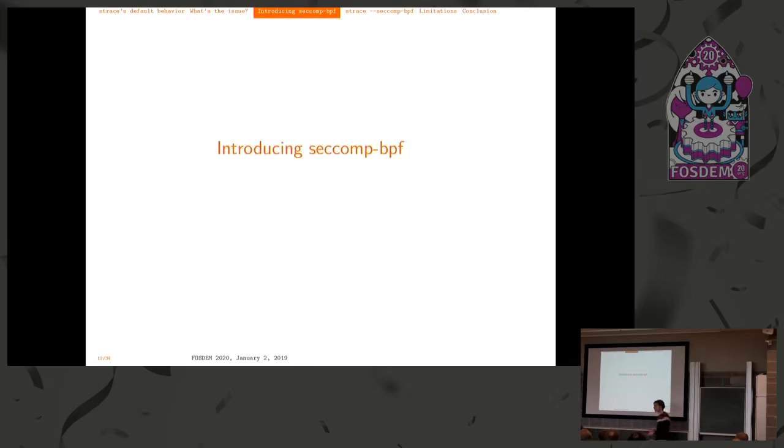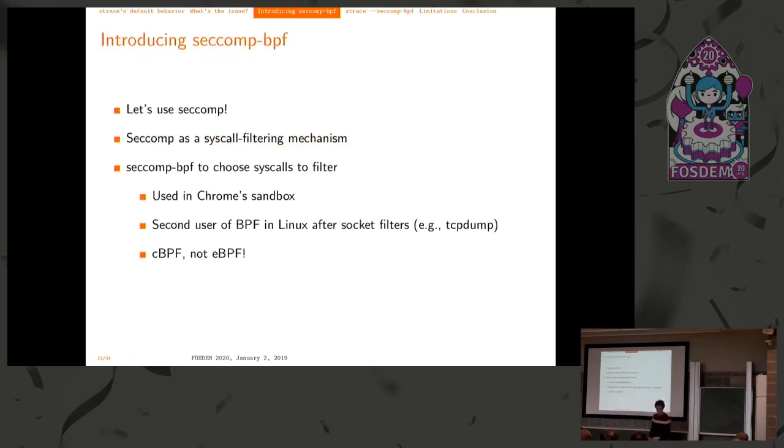From the name of the option, you've probably guessed that we're going to use seccomp BPF. Seccomp is a way to filter syscalls in the kernel. It's meant for sandboxing. One of the first users, in particular, of seccomp BPF is the Chrome sandbox. Seccomp BPF allows you to choose which syscalls you want to filter, so which syscalls you want to allow and what you want to do otherwise.